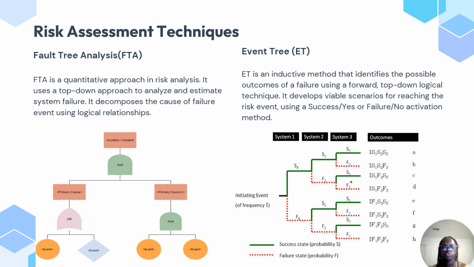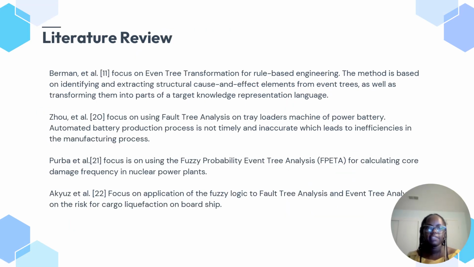The event tree, on the other hand, develops a viable scenario for reaching the risk event. The activation can either be a success or a failure, which protects the measures against the specific initiating event and the subsequent event. The disadvantage we have here with the event tree is that it only focuses on the consequences. Here we have literature that was used to understand the risk assessment techniques that are going to be applied in developing the hybrid framework.